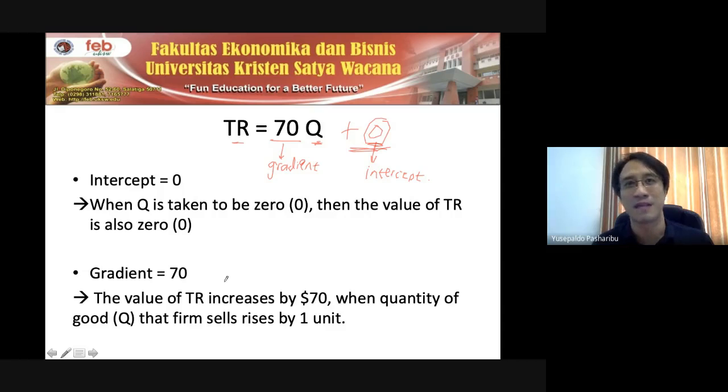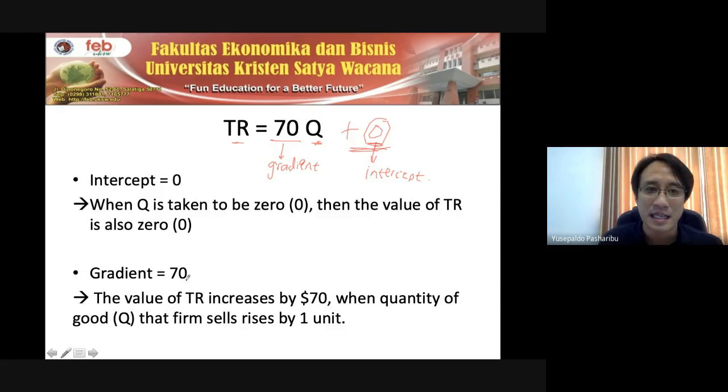It's impossible that I sell iPhones, but I didn't sell any of them, and I get, for example, 1 million rupiah. That's impossible. How? Rob a bank or find it in the street? That will not happen. That's why the interpretation of the intercept in total revenue must be 0.